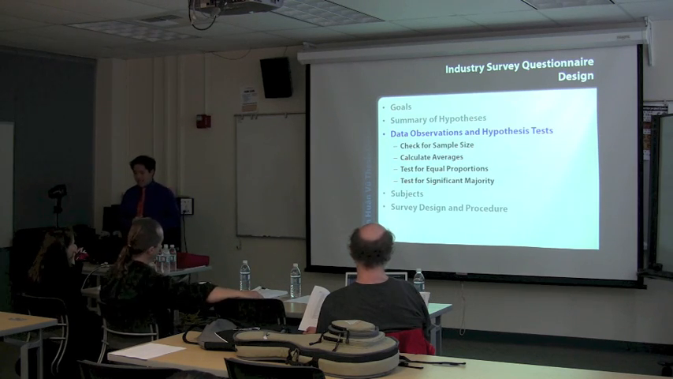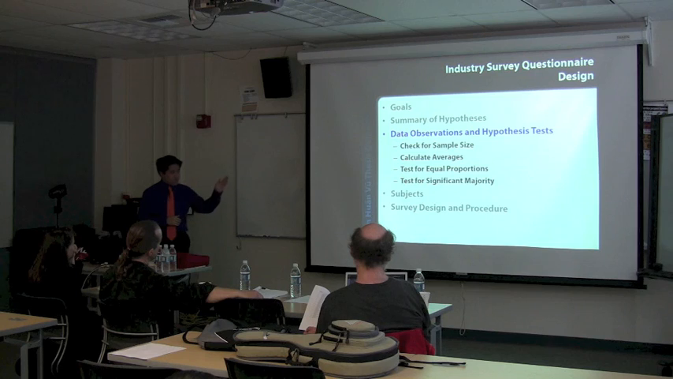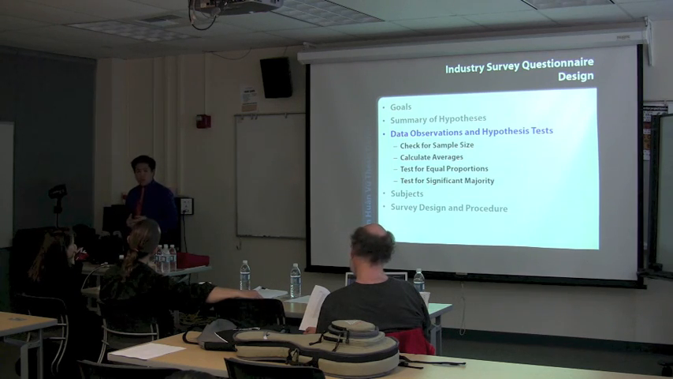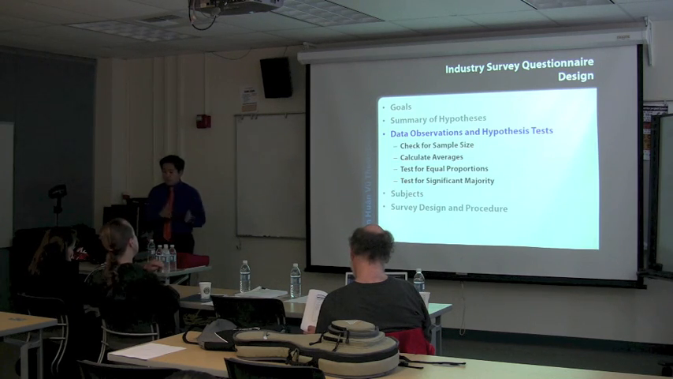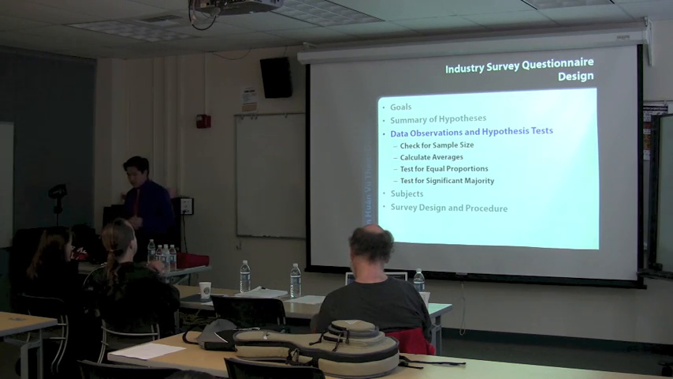There are 4 things that I have done under this section. First, I need to check that the sample size is sufficient for hypothesis testing. Second, I will calculate the averages for each of the statements using the Likert scale by assigning the values of 1 to 5. Using these calculated averages, we can sort the values and determine which statements the industry representatives most strongly agree with to most strongly disagree with.